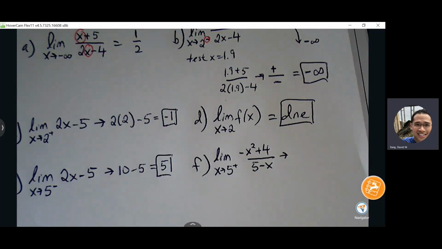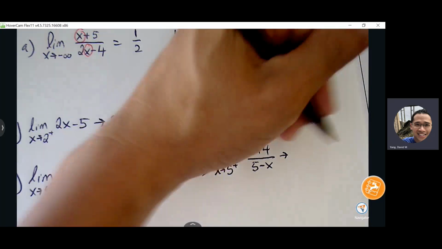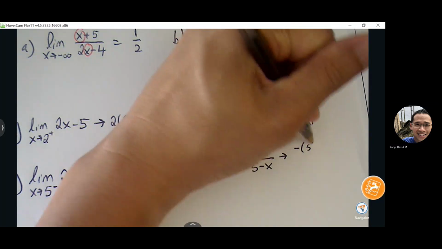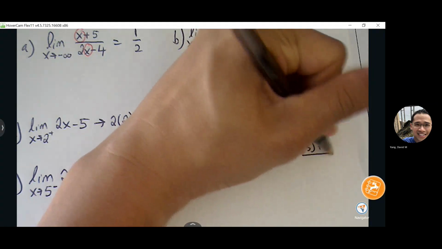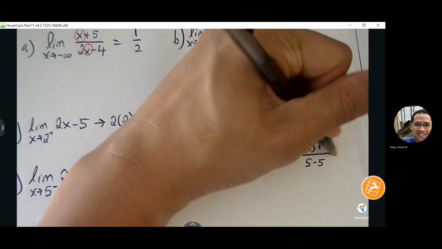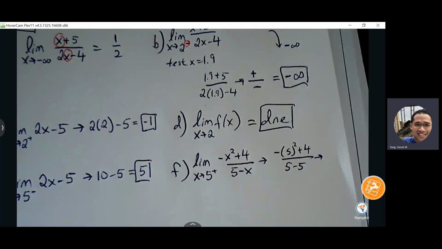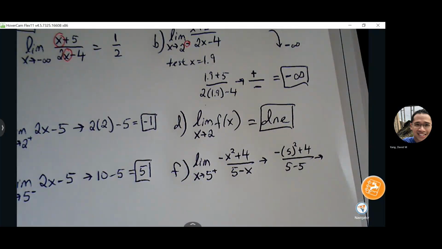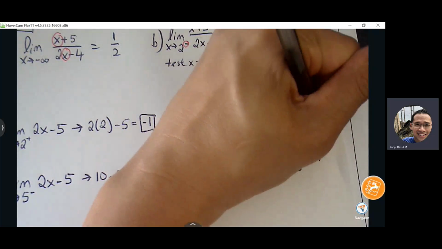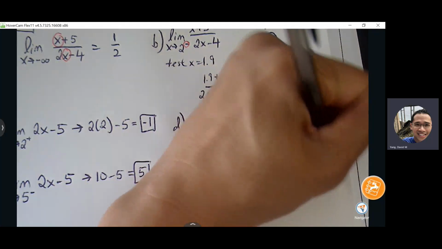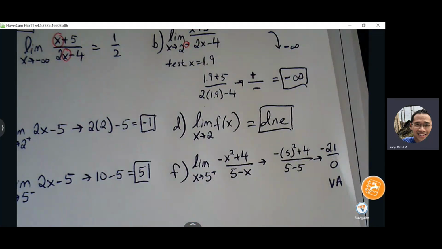All right, first things first. What's that? Yeah, plug in 5, right? Got to see what's going on before we decide to go too far into this. So what do we get? Awesome. Good. Negative 21 over 0. We know there's a vertical asymptote. We know the limit doesn't exist.